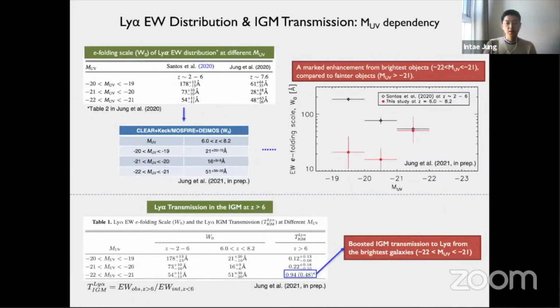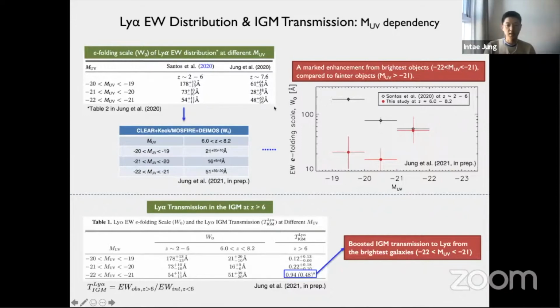Now I'm showing a key result of this study: the Lyman-alpha equivalent width distribution and the IGM transmission depending on UV magnitude. In my previous paper, Jung et al. 2020, we already attempted to measure this with Keck MOSFIRE data only. As shown in this top left table, this hints at a slightly enhanced equivalent width distribution from the UV brightest galaxies compared to the faint bin. However, the measurement uncertainties dominate the difference.